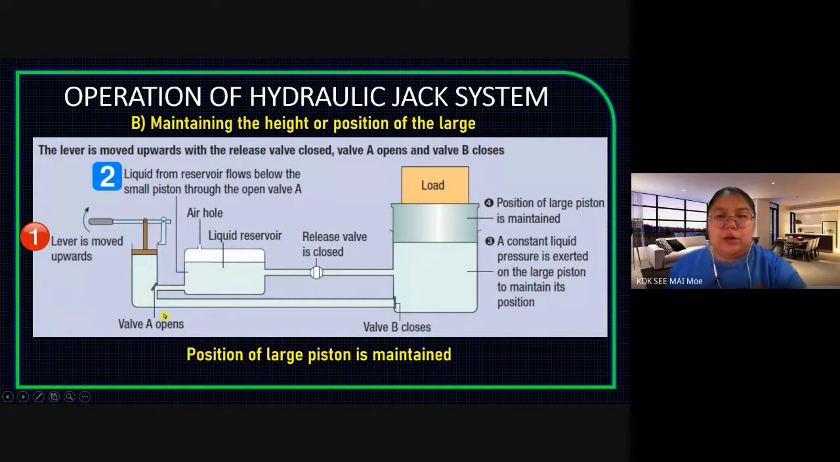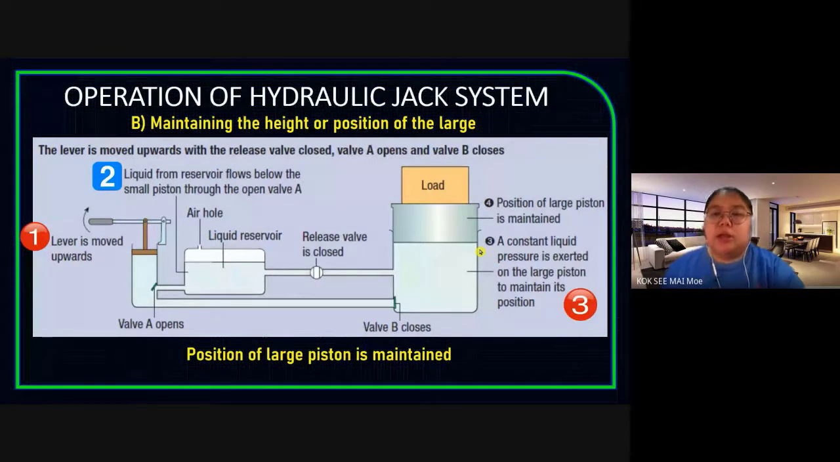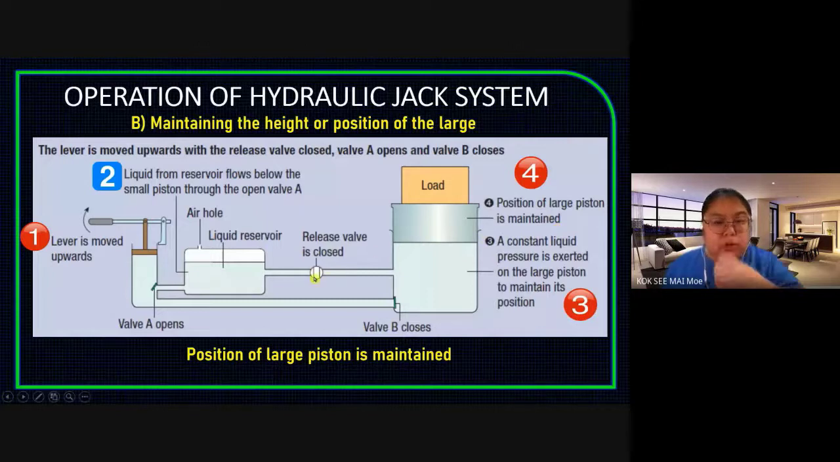Okay, number 3, a constant liquid pressure is exerted on the large piston to maintain the position, because the valve is closed already. The liquid cannot go out, so the height is maintained. The pressure in the liquid keeps pushing the load, so the load cannot come down. Number 4, the position of the large piston is maintained, it never drops. Because the release valve is closed, the liquid has nowhere to go and can only push the load. So finally, the load is still maintained. Okay, so the third part, I want the load to come down.